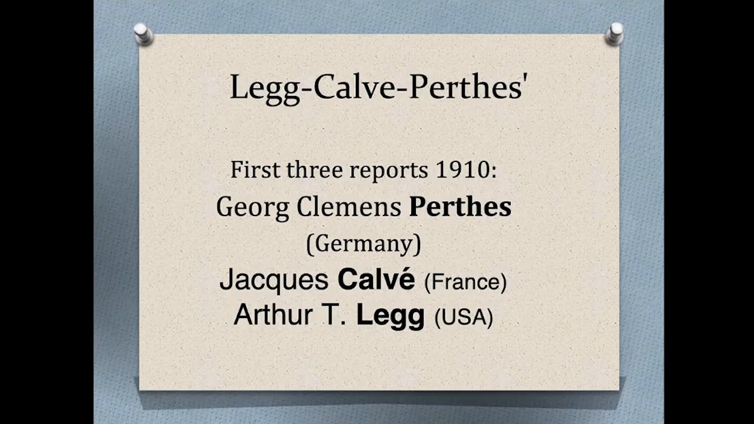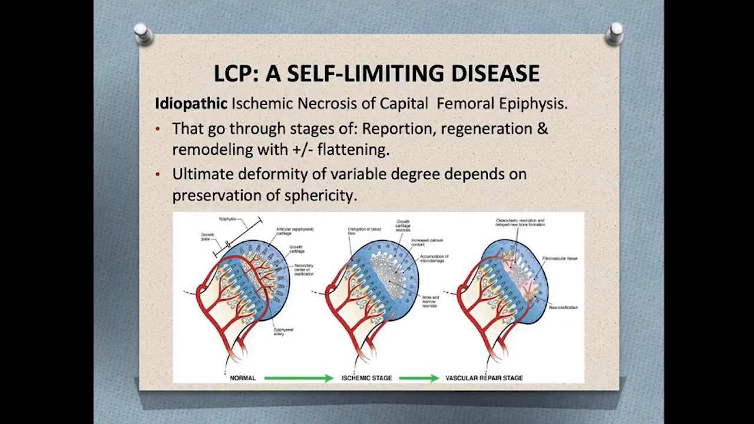So Legg-Calvé-Perthes was initially reported by Georg Perthes in 1910, and in the same decade, Calvé from France and Legg from the USA also reported regarding this disease, which is a self-limiting disease. It means it ends on its own, with some problems if there is continuous weight bearing. It commonly involves the femoral epiphysis, produces necrosis of the femoral epiphysis, and goes through certain stages of resorption, regeneration, and remodeling, with or without flattening or deformity of the femoral head.